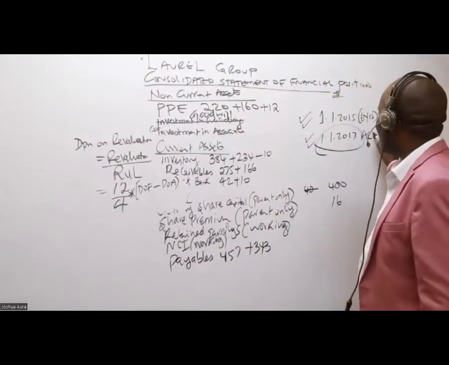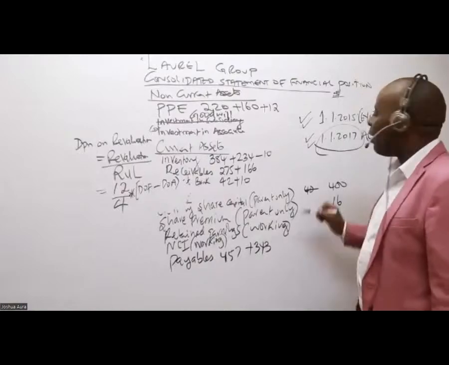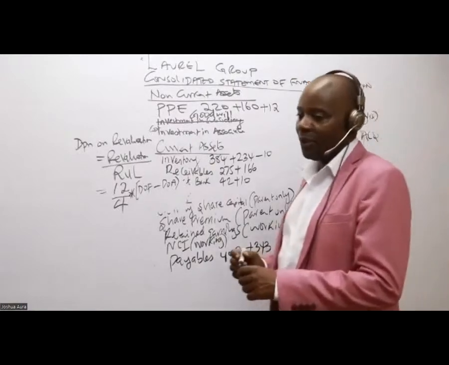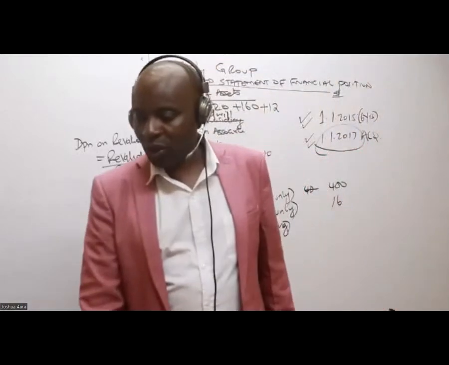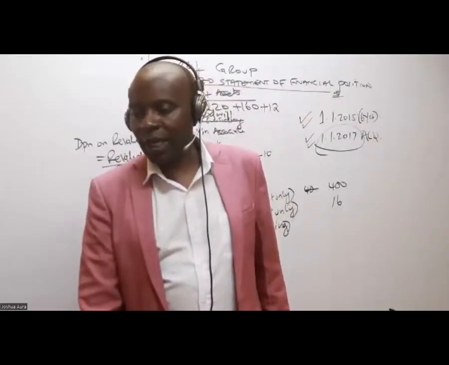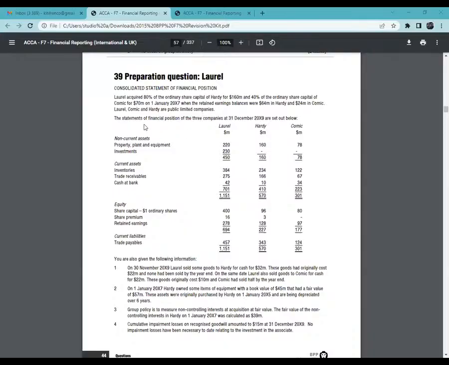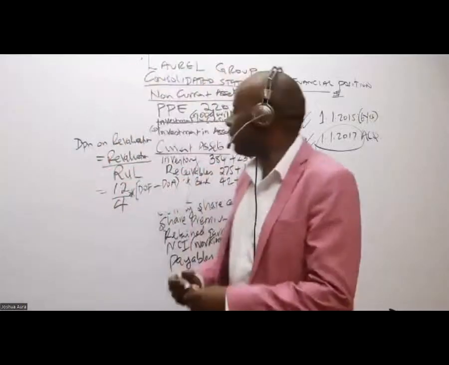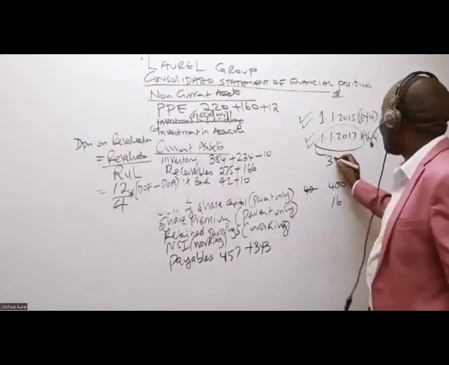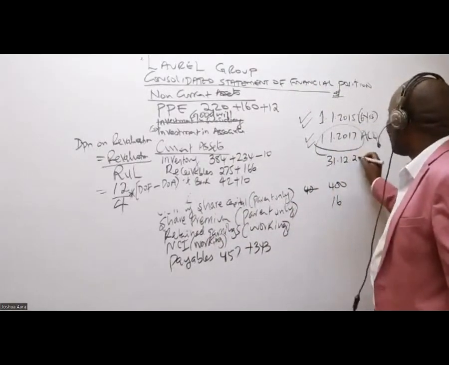This is the acquisition date. How about the date of the financial statements? So the date of the financial statements, ladies and gentlemen, we are given here, the statements of financial position for the 3 companies is 31st December 2019.